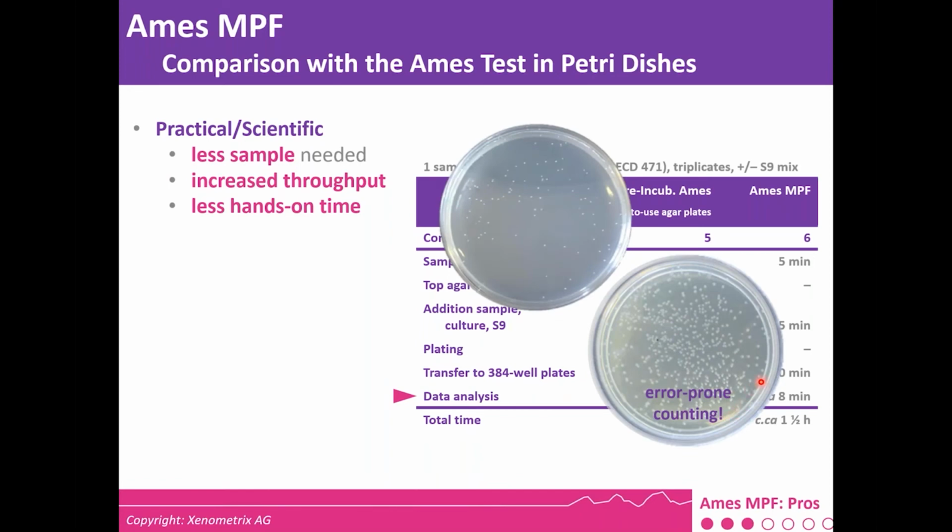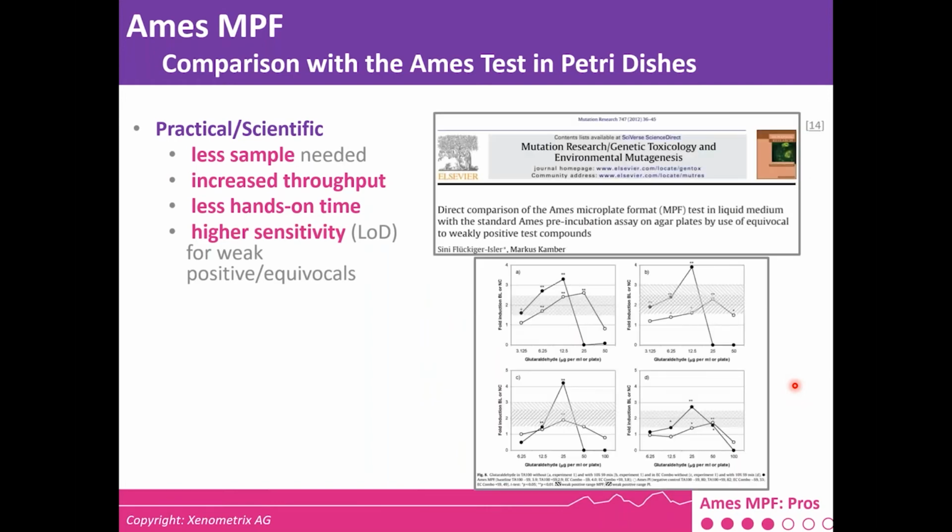So this step, which is also error prone, is favorably affected in the Ames MPF format. Importantly, there have been publications that have shown that direct comparison of the Ames MPF assay and the Ames test in petri dishes show that the sensitivity, meaning the responsiveness at low concentration levels, is better for the Ames MPF. So you will detect weak positive and equivocals, but also positive chemicals at lower concentrations in the MPF compared to the Ames test in petri dishes.